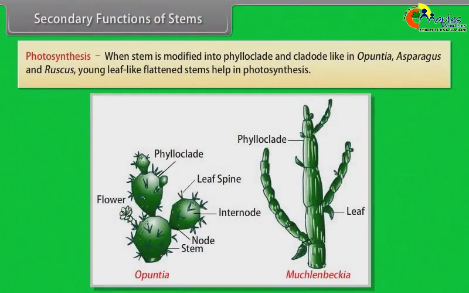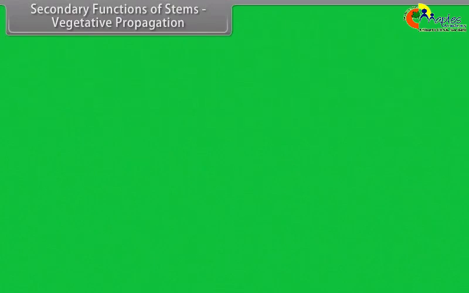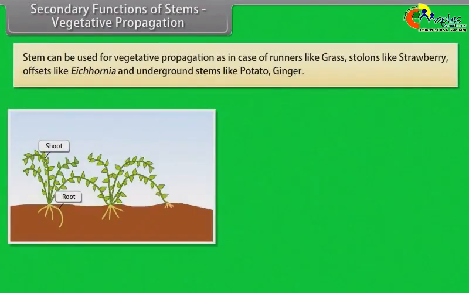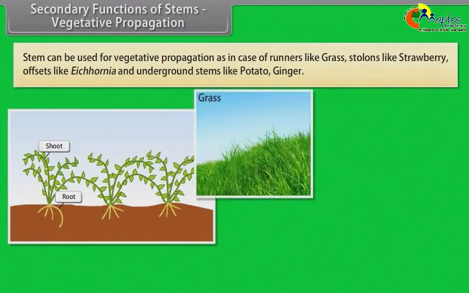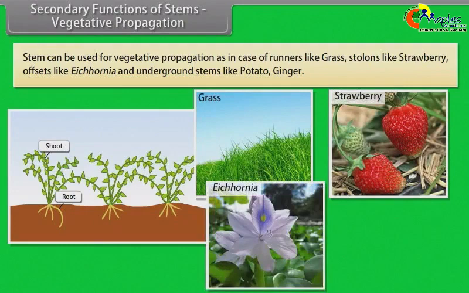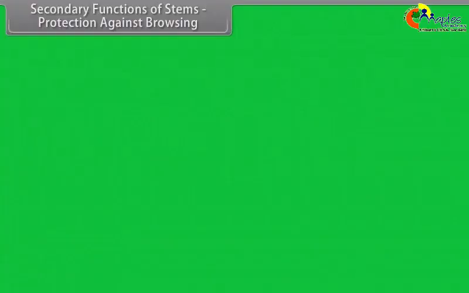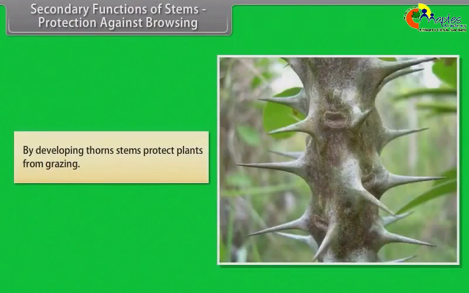Photosynthesis. When stem is modified into phylloclade and cladode like in Opuntia, Asparagus, and Ruscus, young leaf-like flattened stems help in photosynthesis. Secondary functions of stems. Vegetative propagation. Stem can be used for vegetative propagation, as in case of runners like grass, stolons like strawberry, offsets like Eichhornia, and underground stems like potato, ginger. Secondary functions of stems. Protection against browsing. By developing thorns, stems protect plants from grazing.